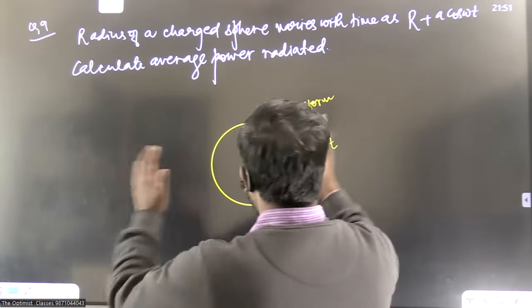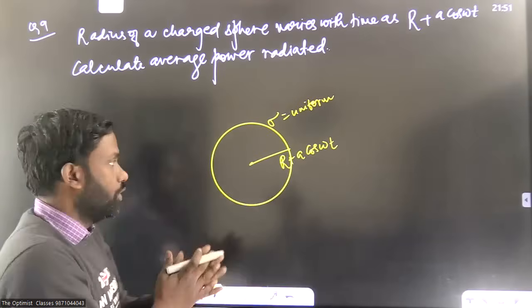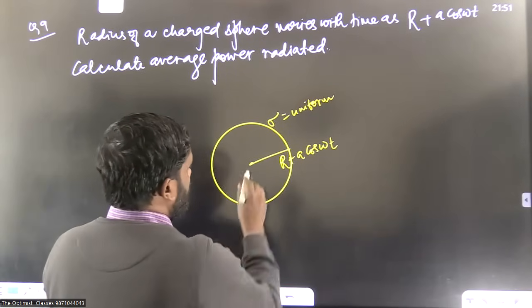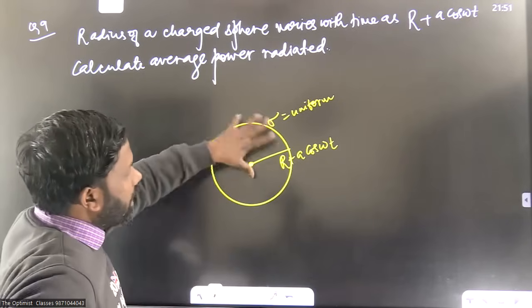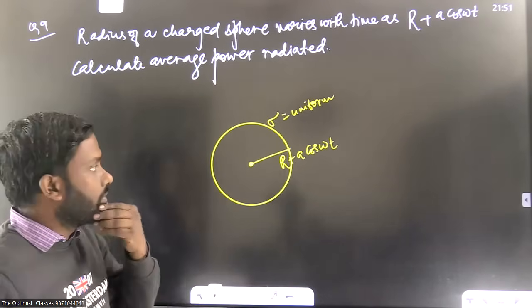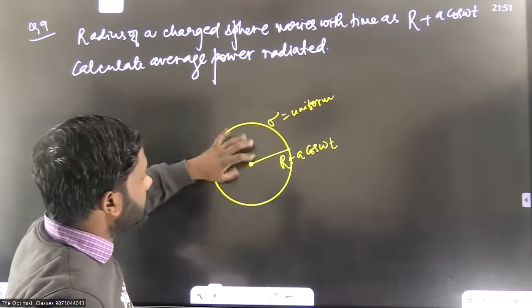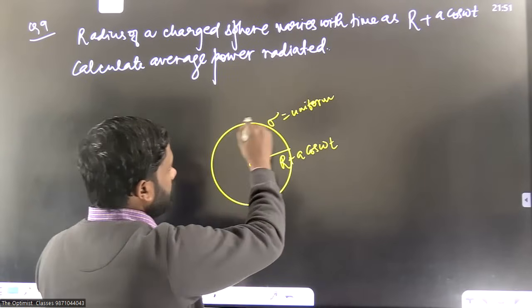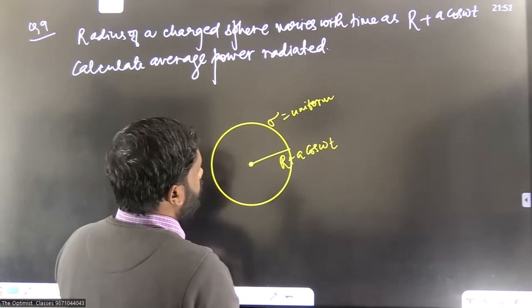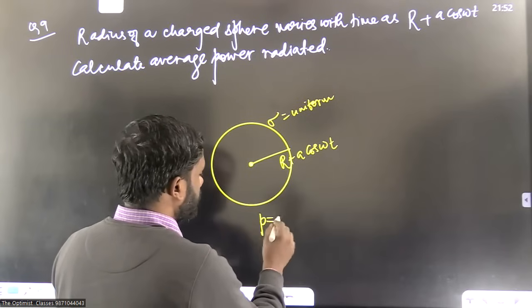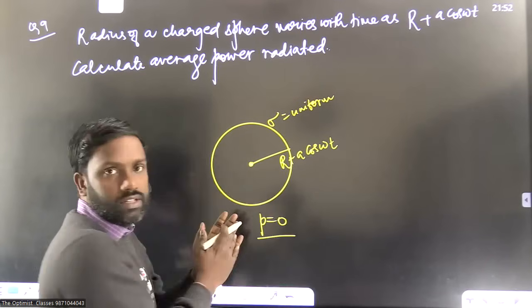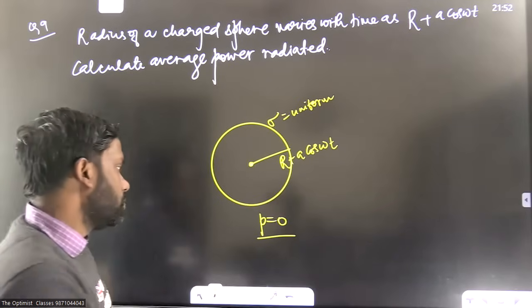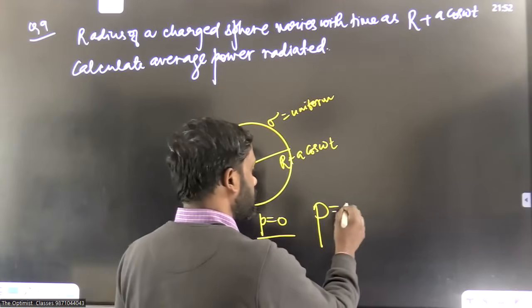Okay, so when this sphere oscillates, its dipole moment doesn't change. This is a spherically symmetric situation, so its dipole moment is zero. If the dipole moment is zero, then on oscillation also its dipole moment remains zero. Therefore, the power emitted by it should be zero.